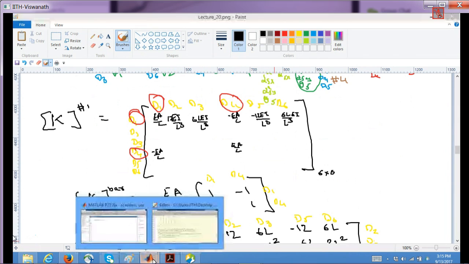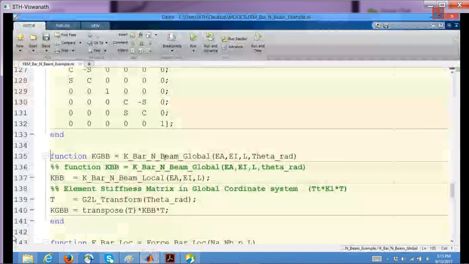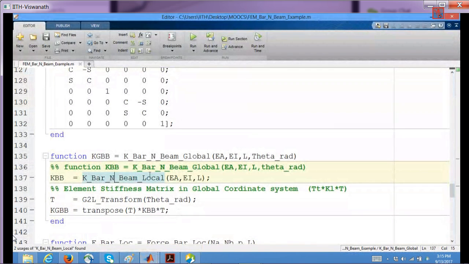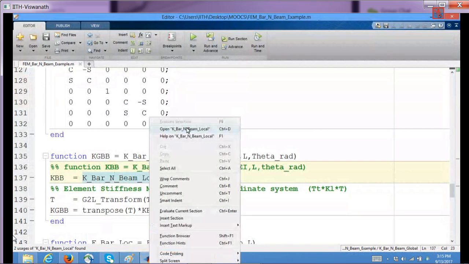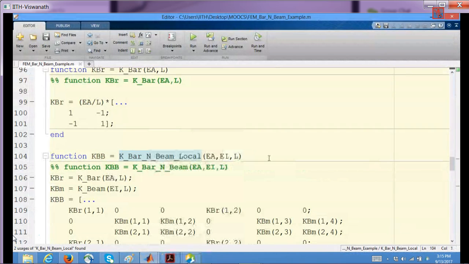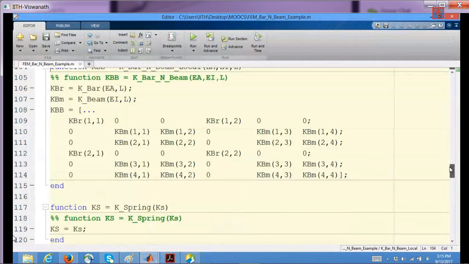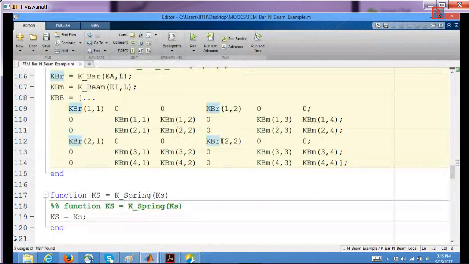That's the thing which I'll show in MATLAB here. For the local coordinate system, I'll show what it is. For the bar and beam it would be this one, coming from D1 D1, D1 D4, D4 D1 and D4 D4. KBR means the stiffness coming from the bar, and KBM is the stiffness coming from the beam element. So I've assembled the same thing here and developed the KBB in terms of the local coordinate system.